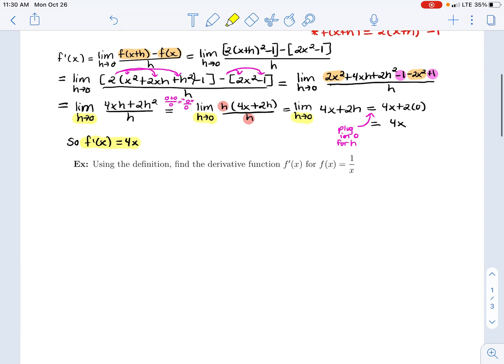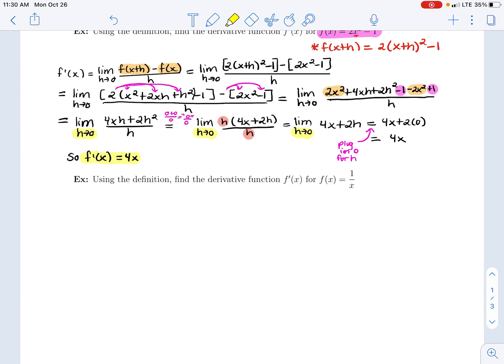Okay, so now let's do another example. So now I want to find the derivative function for my function 1 over x. And so the first thing you want to do is write down the definition of the derivative. So the definition says that the derivative is equal to the limit as h approaches 0 of f of x plus h minus f of x, and this is all over h.